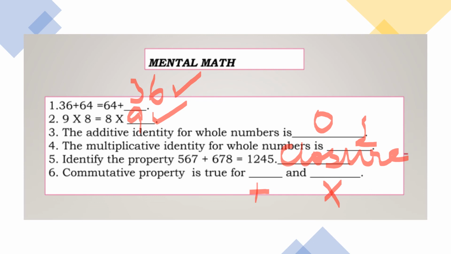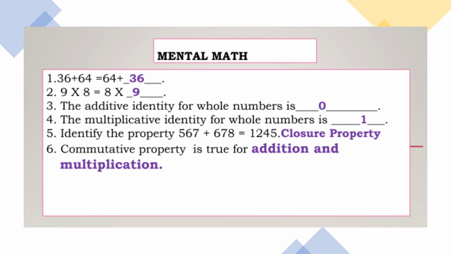So let us check the answers. Here are the answers for the previous slide, and that's all for today. What we have learned today is the closure property and the commutative property of the whole numbers under the four fundamental operations, that is addition, subtraction, multiplication and division. Hope this is clear to you.